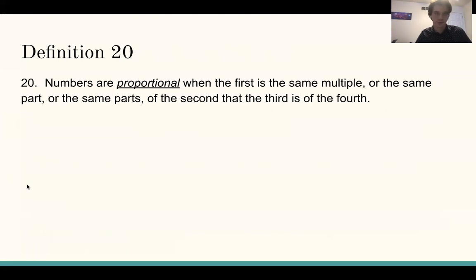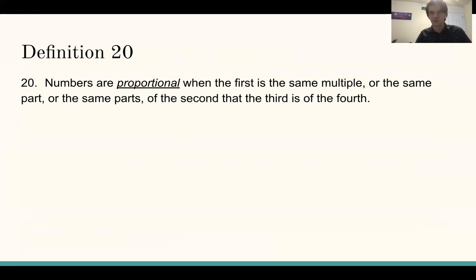We know that. So 20, 21, and 22 didn't go together very well, but definition 20 is really important because it's going to really come up a lot in the next book we look at. So it says numbers are proportional when the first is the same multiple or the same part or the same parts of the second that the third is of the fourth. That's kind of a continued proportion idea.